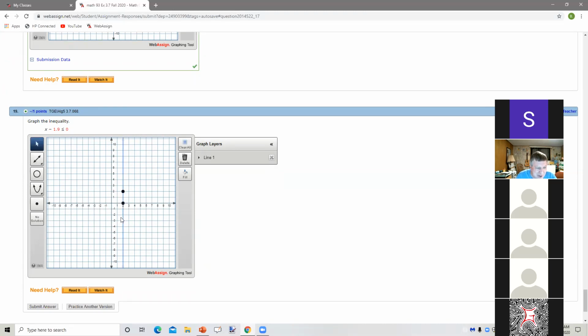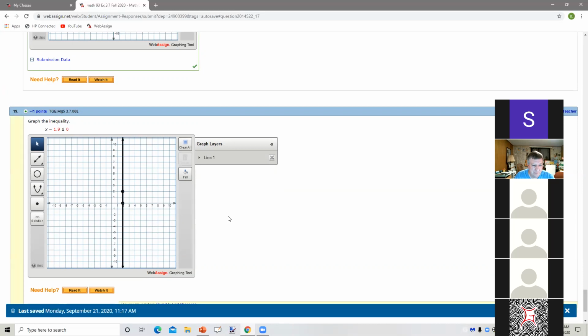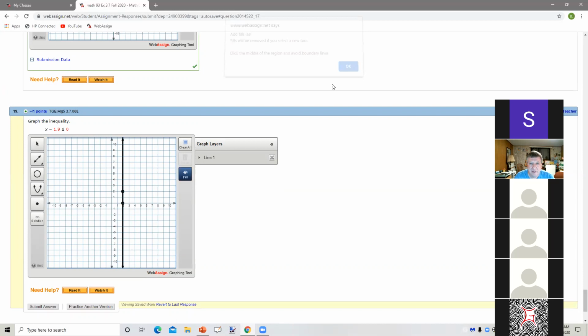Notice how it jumped to 2, didn't it? So I'm going to come over here and change that to 1.9, and change that to 1.9. Do I want it to be solid or dotted? Solid. Okay. And it was x is less than or equal to, so am I going to be on the left or the right? The left, good. Okay.